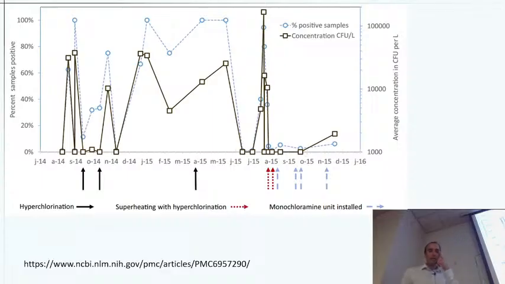So another look at kind of the same sort of data. If we look at, this would be January 2014 here, and I think this is the 3 months, so that would be April, September, and so on. We have hyperchlorination here, and then hyperchlorination with superheating here, and then they finally installed a monochloramine unit to keep a little more residual chloramine in there for that part. And you can see this is average concentration of bacteria per liter.